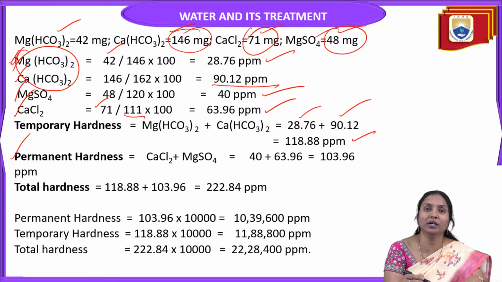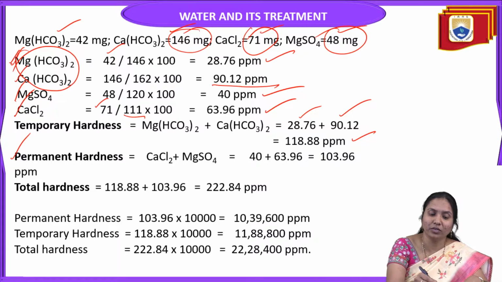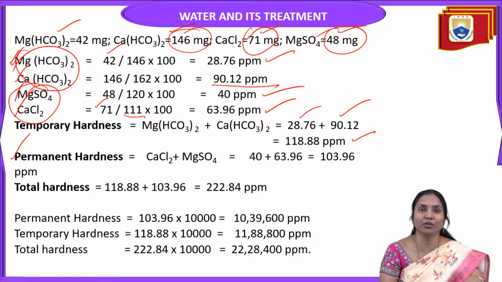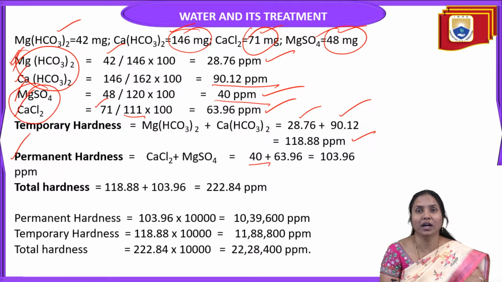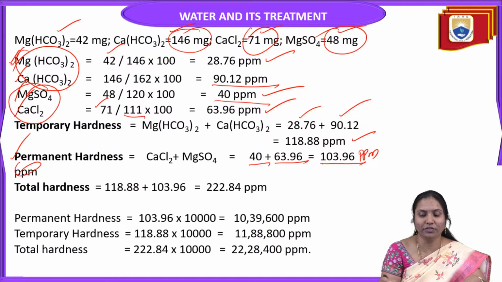Next, we'll calculate the permanent hardness. The permanent hardness causing salts present in the given water are magnesium sulfate and calcium chloride. After conversion, the magnesium sulfate value is 40 ppm, plus the calcium chloride value is 63.96. After addition, we get 103.96 ppm. So the permanent hardness of the given water is 103.96 ppm.